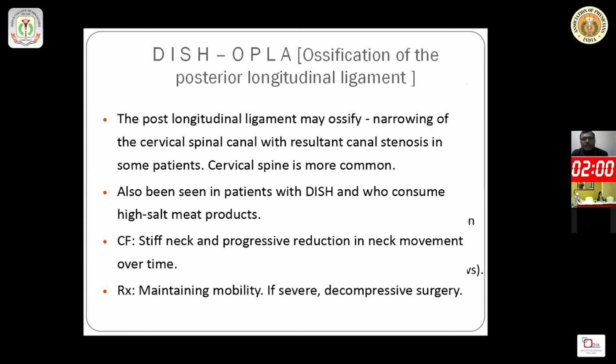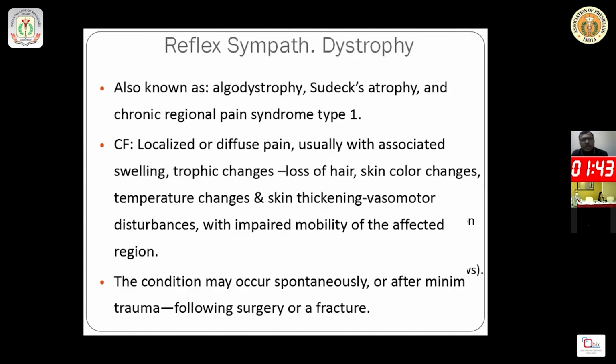OPLL, or ossification of the posterior longitudinal ligament. The PLL may ossify, causing narrowing of the cervical spinal canal, and canal stenosis may occur. Cervical spine is more common, also seen in those who consume high salt and meat products, wherein stiff neck is the most common manifestation. RSDS, we all know, is also known as algodystrophy, wherein there is localized or diffuse pain associated with swelling and trophic changes.